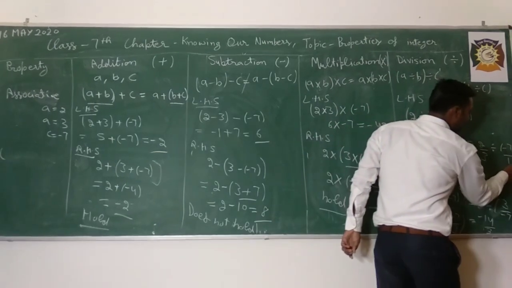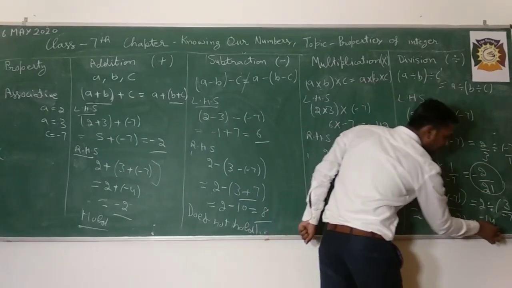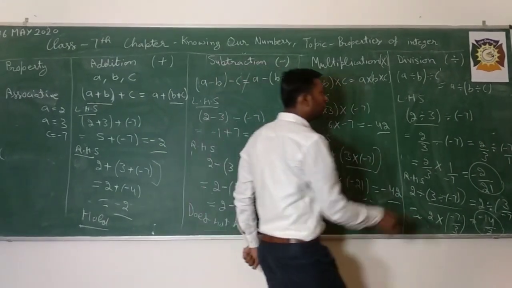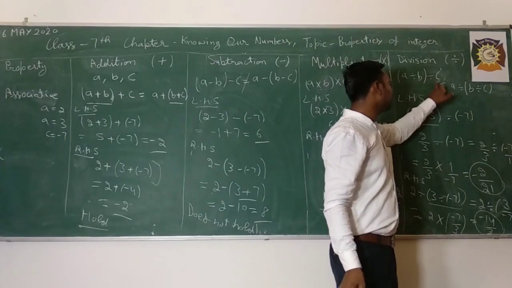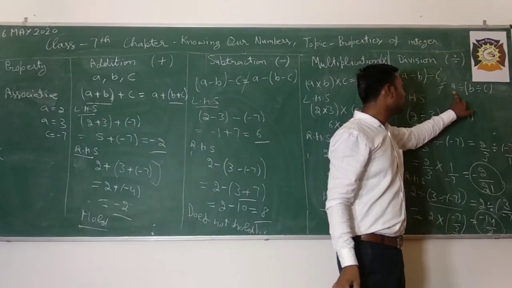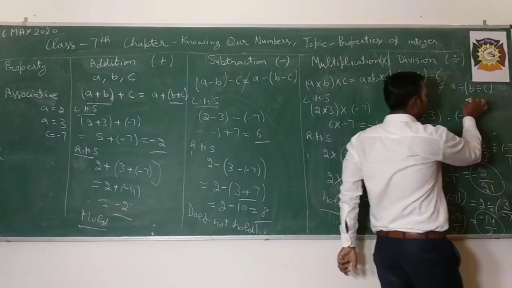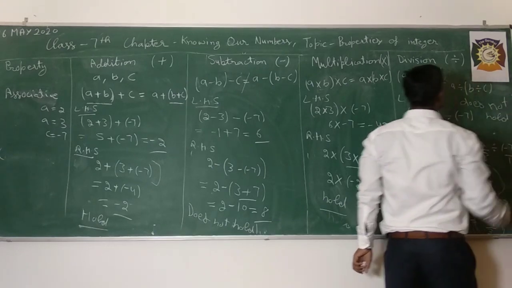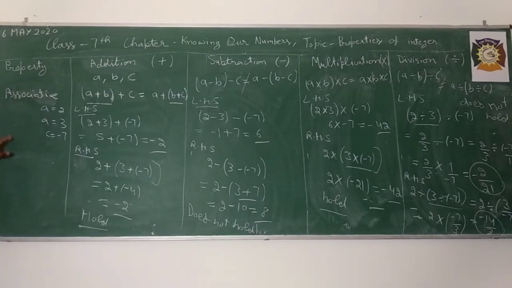Here we find left hand side 2 by 21 minus, and here is minus 14 by 3. Both are not same. Or we can say that A divided by B divided by C does not equal A divided by B divided by C. So we say that this does not hold in division. This is our third property, associative.